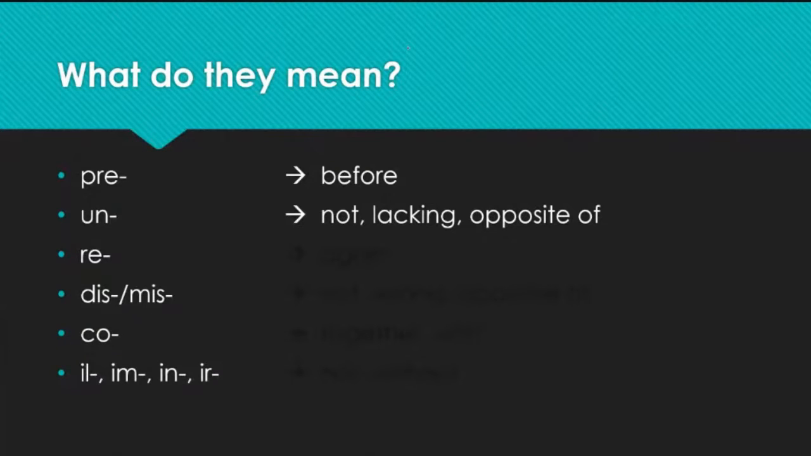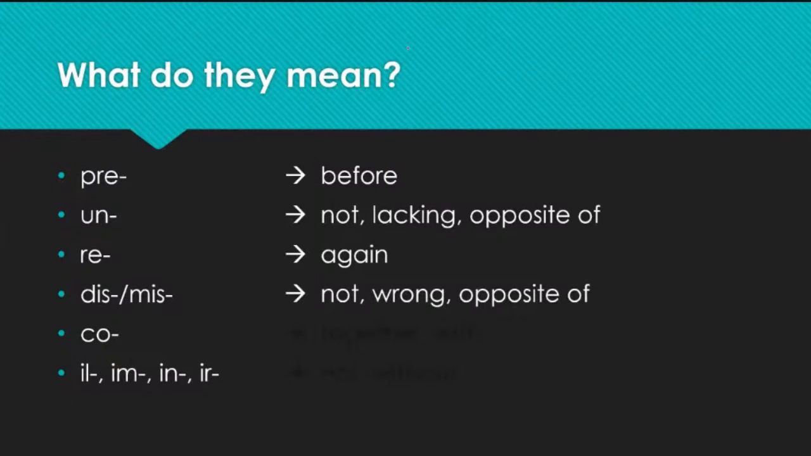Next, we have re, R-E. This means again. For example, I might say something like review. Like I often say, make sure when you learn something to review it. Means view or look at again, right? Review, look again. Next we have dis and miss. Both of these mean not, wrong, or opposite of. So there are many prefixes and suffixes that have the same or similar meanings, as we will see.